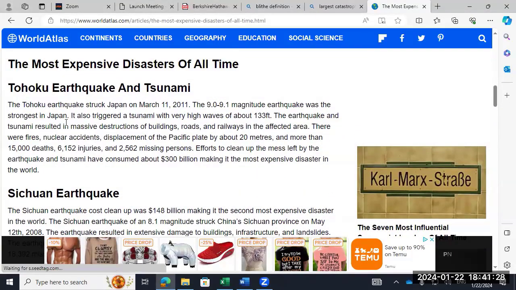Yeah, Japan was a big one, no question. 300 billion. How much of that was insured? I don't know. It is a tsunami. So you think in the United States, a tsunami is not covered by insurance because that's flood. We'll talk about that later when we talk about storm surge.